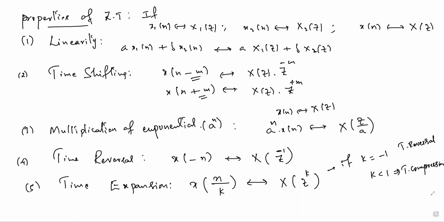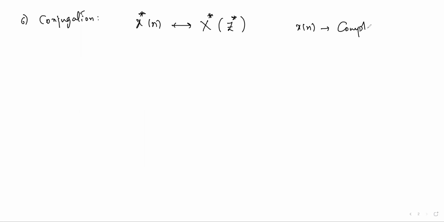Sixth property, conjugation property. Z transform of x complex conjugate of n should be capital X complex conjugate of Z complex conjugate, if x of n is a complex function. You rarely get this property. Next, the convolution property.